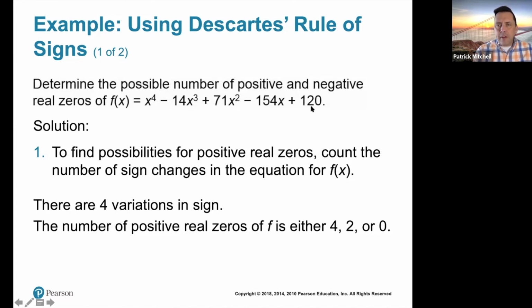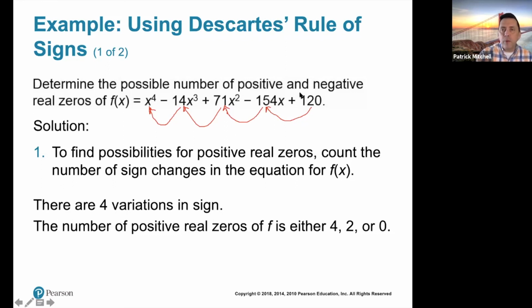So in this case, there is a sign change here because it goes from positive to negative. There's a sign change here because it goes from negative to positive. There's a sign change here because it goes from positive to negative. And there's a sign change here because it goes from negative to positive. So that is 1, 2, 3, 4 sign changes, which means that the number of positive real zeros of f is either 4, 2, or 0. So you take the number of sign changes and then count down by 2s, all right? So either 4, 2, or 0.